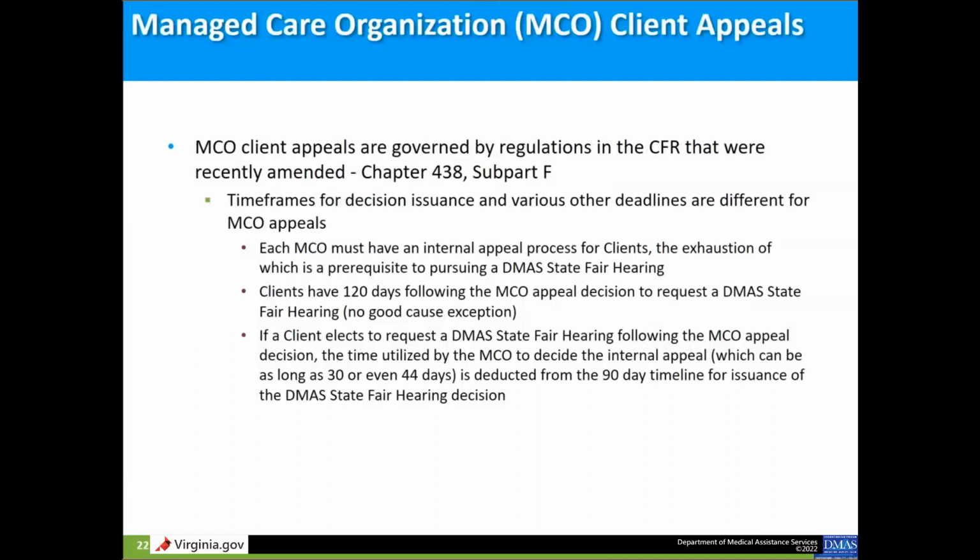The MCO appeals process affects the DMAS appeals deadline in that DMAS is required to deduct the time that the MCO took to issue its decision from the normal 90-day timely processing deadline.